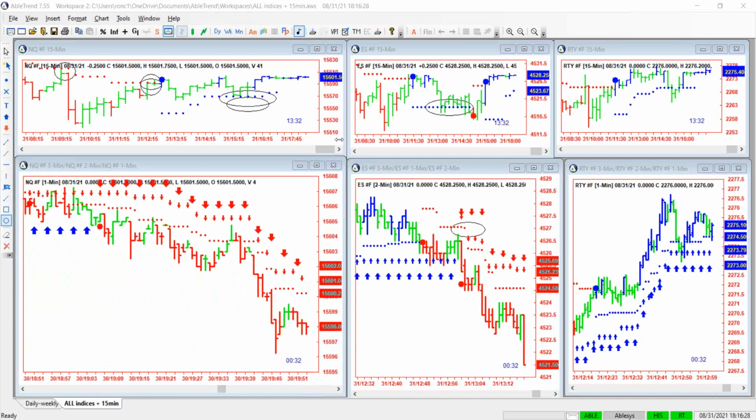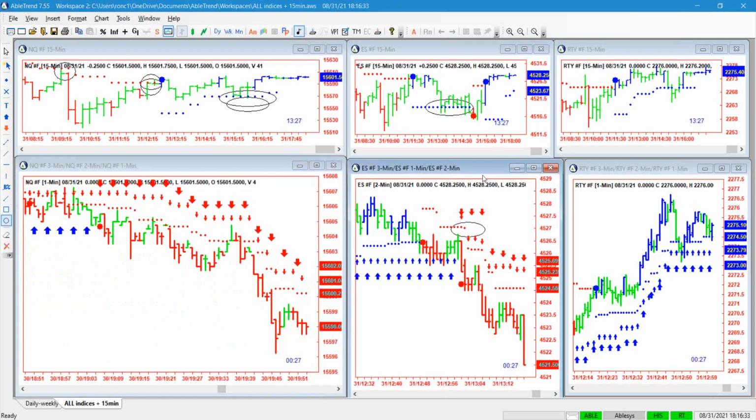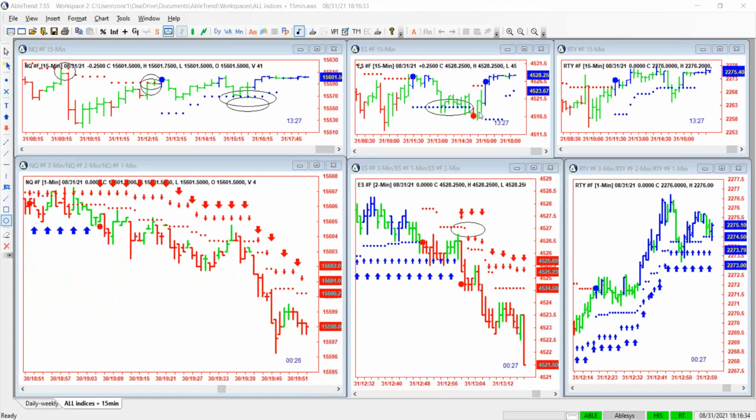Oh, a question from Takahiro on the ES chart at 1300. Would you take that signal to the downside? It worked out. Well, sure. I mean, no reason not to. NQ and ES agreed. So yes, sir.